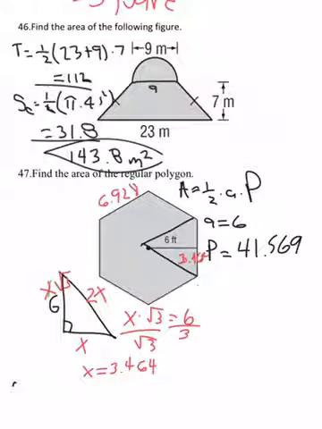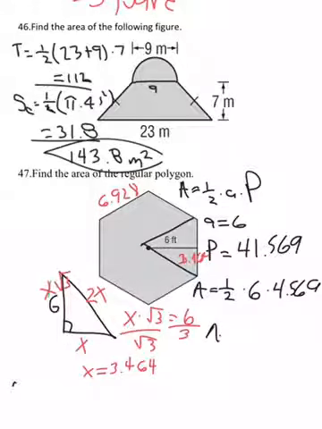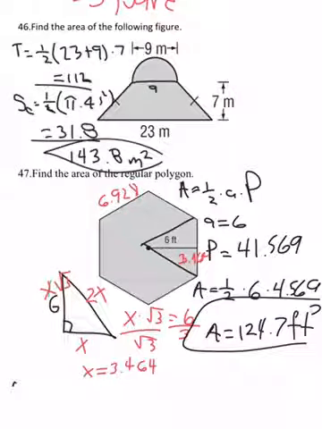So area is 1/2 times apothem times perimeter. And that is going to give you 124.707, so we'll say 124.7. That's not a 7.